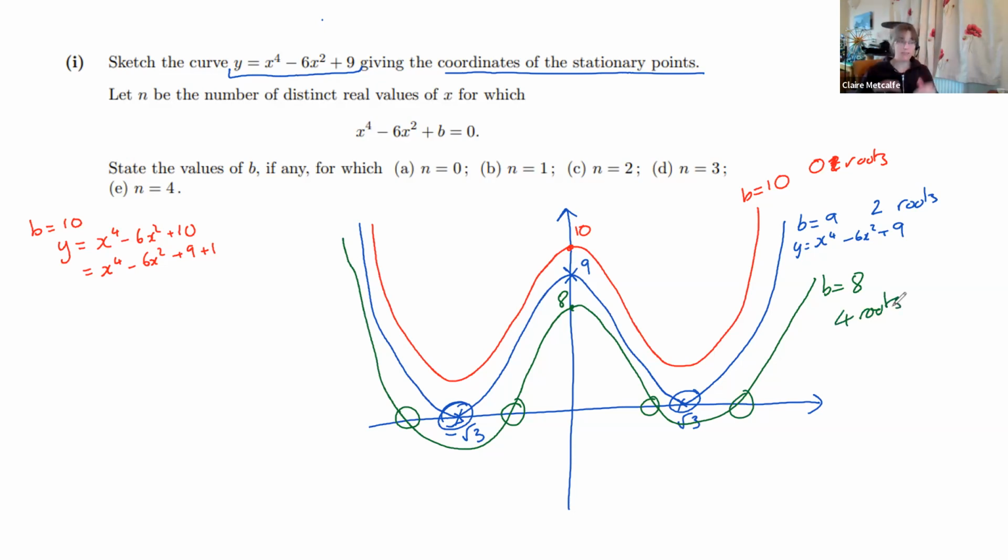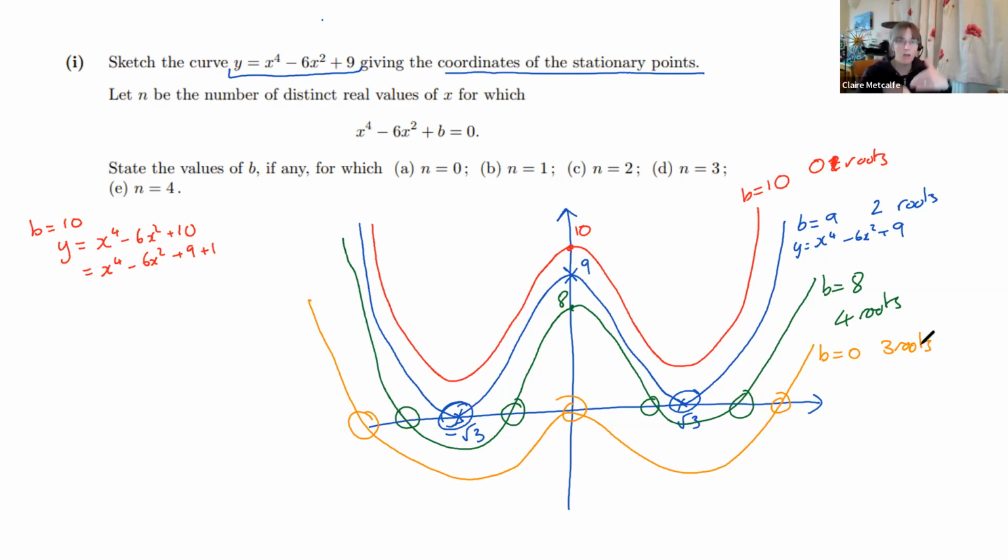Okay, so as b decreases, you're going to keep 4 roots until you get to the point where this peak of the Mexican hat here goes to the origin. So until you get to the point that looks a bit like this, when you're going to get 3 roots. So this point here has gone down by 9. So this is the point where we've got plus 0. This is the point b equals 0, and we've got 3 roots.